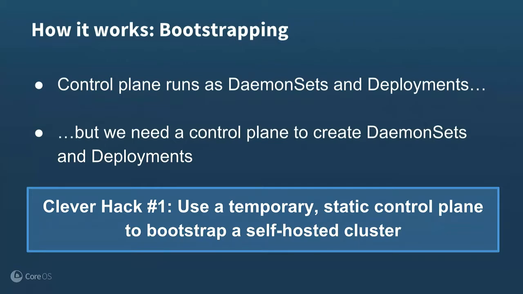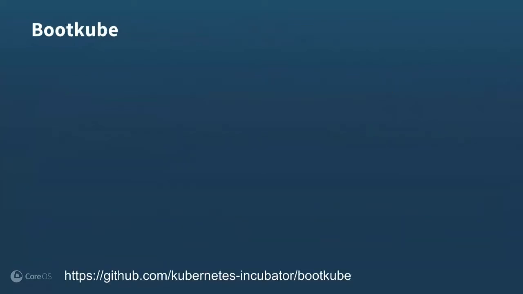It was a nice insight that one of my colleagues at CoreOS had, which is that we can create a temporary static control plane to bootstrap a self-hosted cluster. And what this means is we will create a one-time, very specific control plane on one node, and that will then be used to pivot into a self-hosted, self-sustaining control plane. So how do we do this?